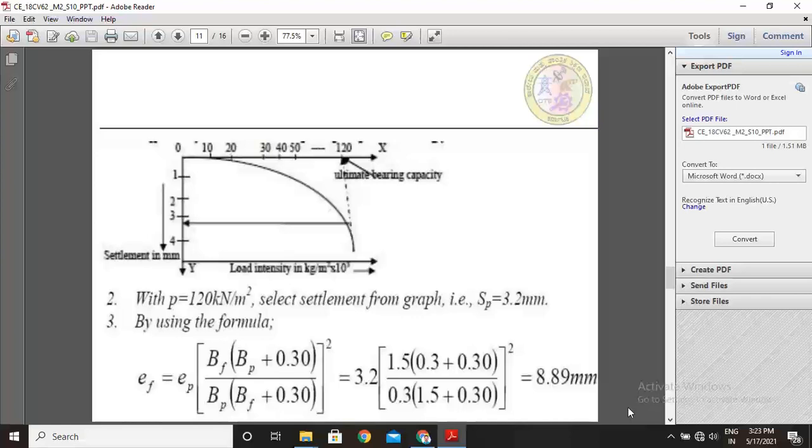Okay, but here all of you remember, if the problem is asked on the plate load test, all of you use natural graph sheets and plot the graph, x-axis load intensity, y-axis settlements, and whichever load is asked in the problem, with respect to that load intensity you select the settlements.